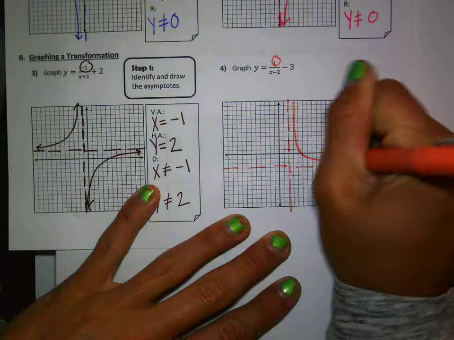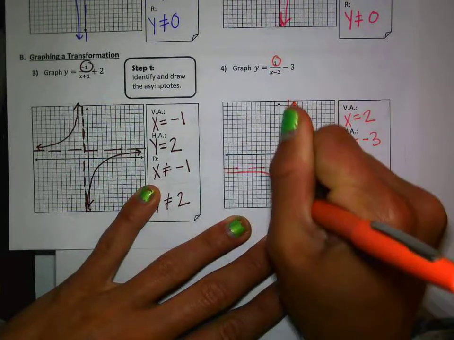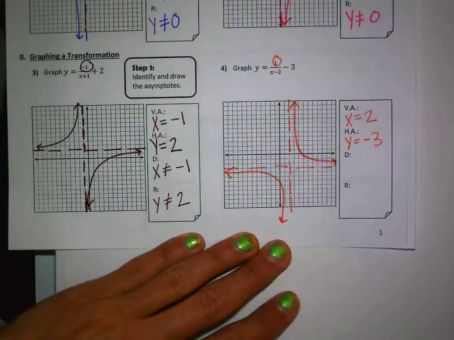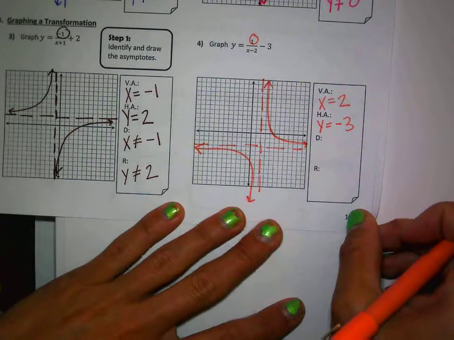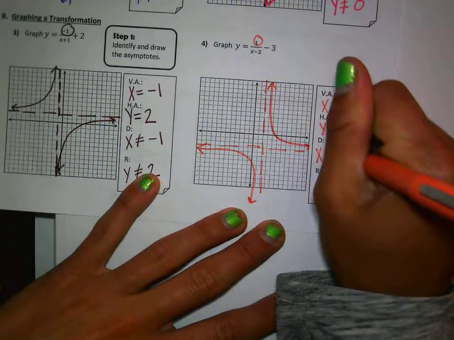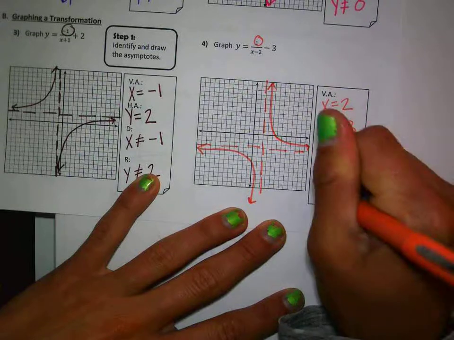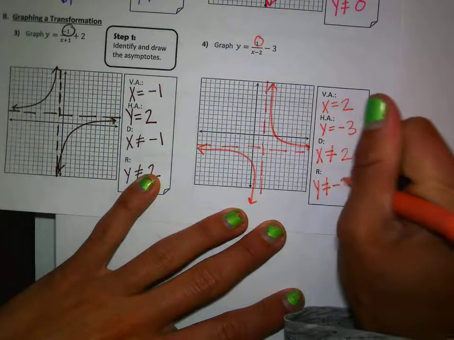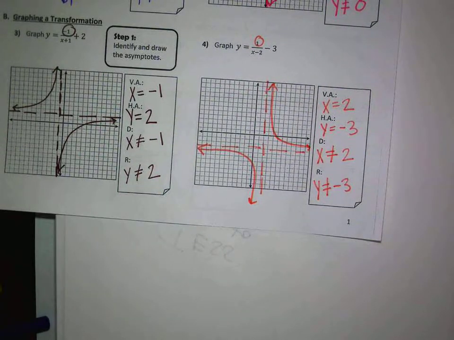You don't do it right. So 1 and 3. And for the domain, what is the only value we are not using? 2. And for the range, what is the only value we're not using? 3. No, it's positive. Oh, yeah, -3.